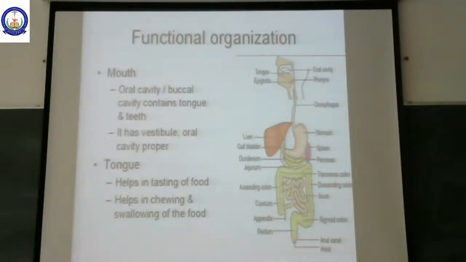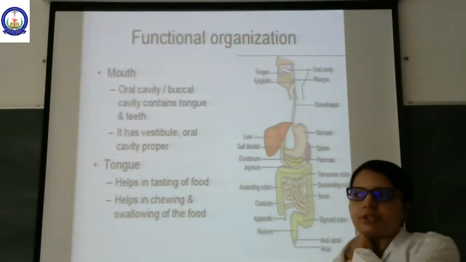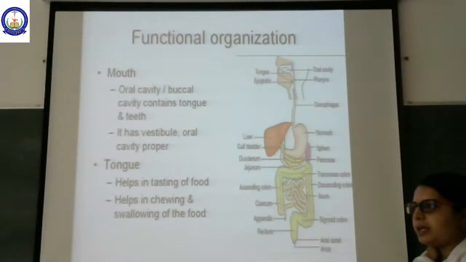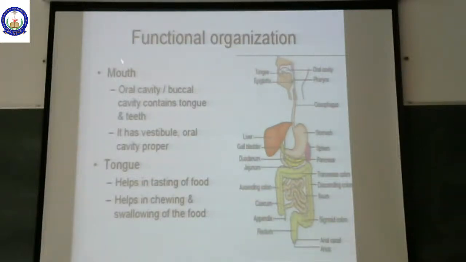So come to the functional organization of the gastrointestinal system. Mouth. Mouth is the oral cavity or buccal cavity, which contains the tongue and teeth. This has a vestibule. Vestibule means a large area. Okay, it has a vestibule and it has an oral cavity proper. And what is the function of the tongue? So the tongue helps in tasting the food. Okay. If the tongue is not functioning, you don't understand the taste. You don't get to know the taste of the food.